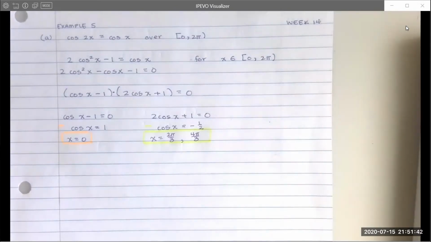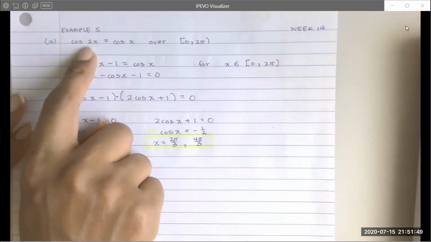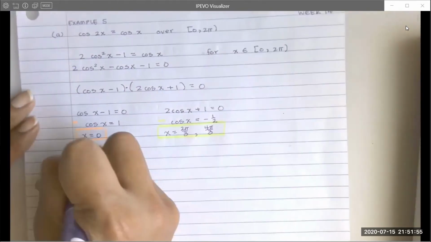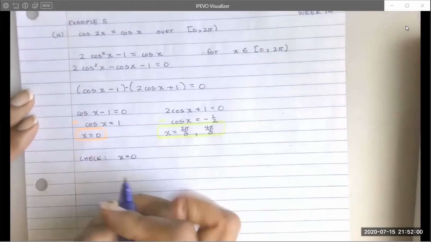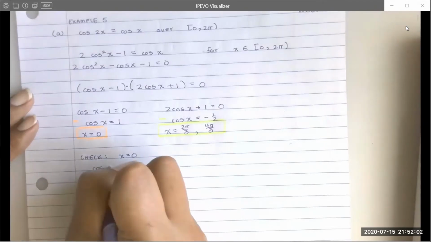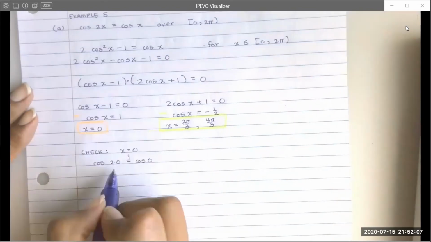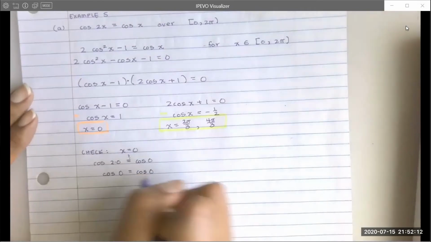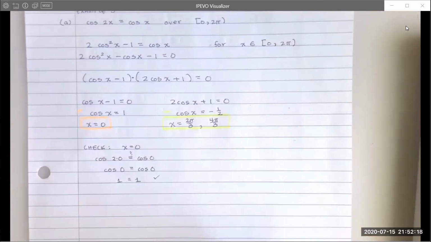And if you want to check them, you can plug them back into the original equation, which is this one up here. Actually, maybe we can check 0 and one of these two, and I'll let you check the rest. It's a pretty short original equation. So if I check x is equal to 0, is it true that cosine of 2 times 0 is equal to cosine of 0? Well, 2 times 0 is 0. So cosine of 0, at that point I could pretty much stop, but just to simplify, cosine of 0 is 1, so we get that 1 is equal to 1.